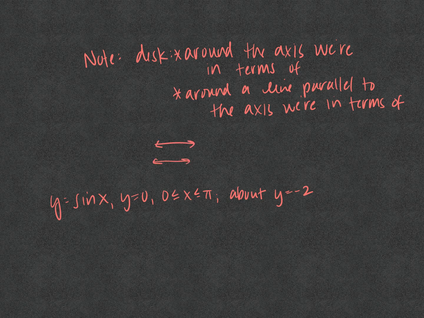So we would be in terms of x, because if this is our x-axis, this is y equals some negative number. In this case, it's -2. So if we're parallel to the x-axis, we're going to be in terms of x. And if we're parallel to the y-axis, we're going to be in terms of y. So if we have the y-axis here and x equals some number, then we're in terms of y, because we are either the y-axis or parallel to the y-axis.